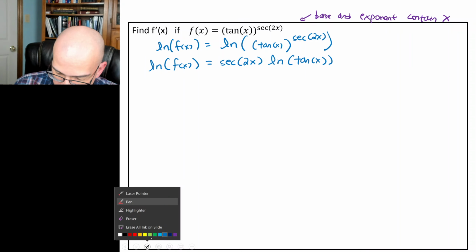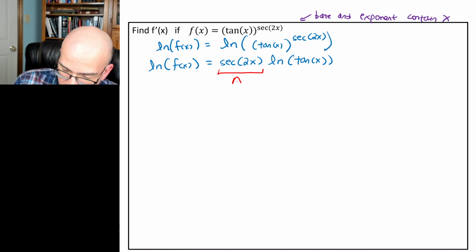And we'll take a derivative, keeping in mind that we have a product rule now. We have an a times a b on the right, like we almost always do when we're doing logarithmic differentiation.